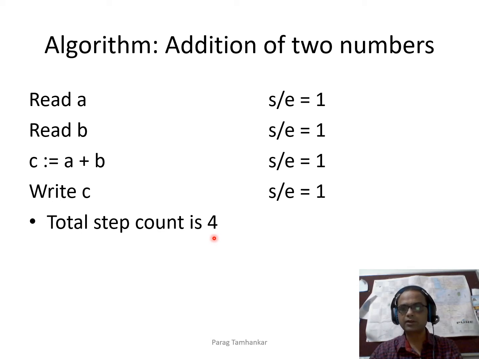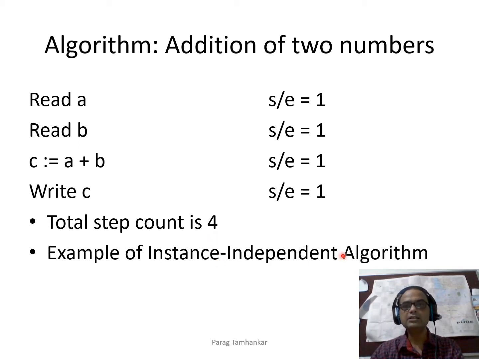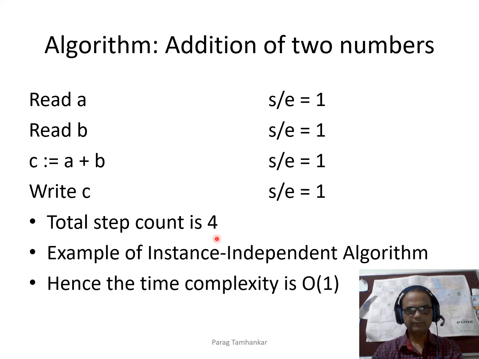The time required for this algorithm is not dependent on the particular execution of that algorithm. Such algorithms are called instance independent algorithms, because the time required is not dependent on a particular instance at which you are running the algorithm. Every instance requires a fixed amount of time, a constant time required for the algorithm. And whenever an algorithm requires a constant amount of time, we say that the time complexity is order of 1.